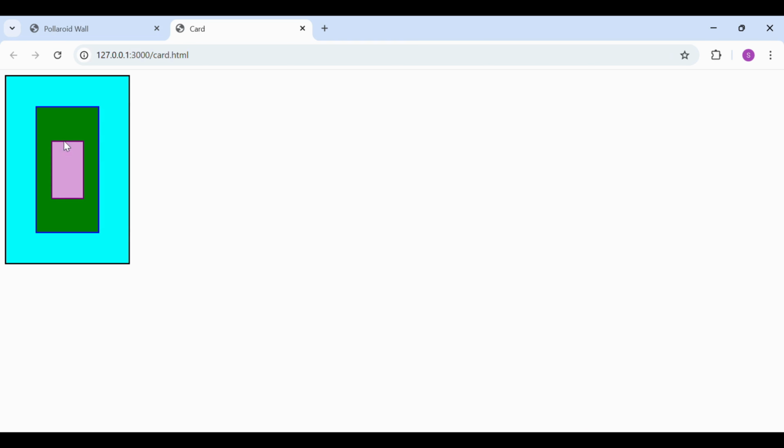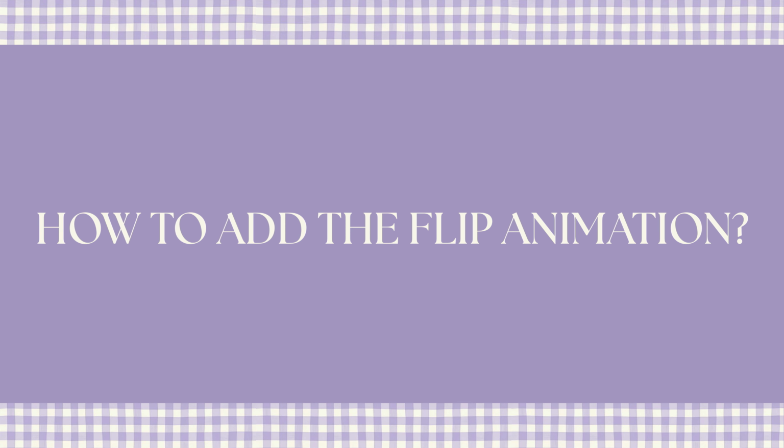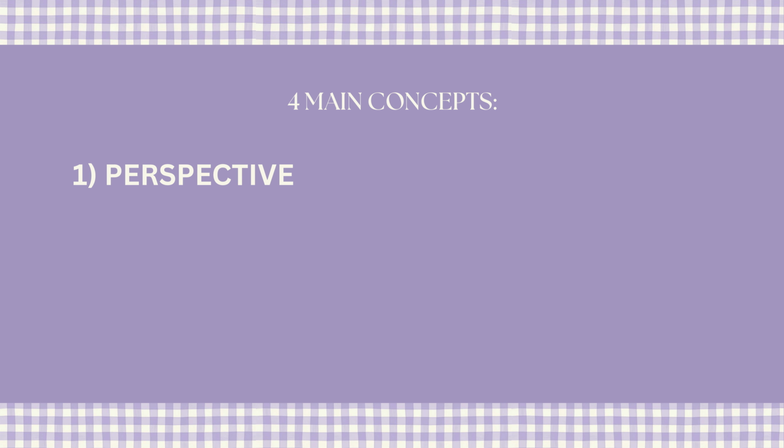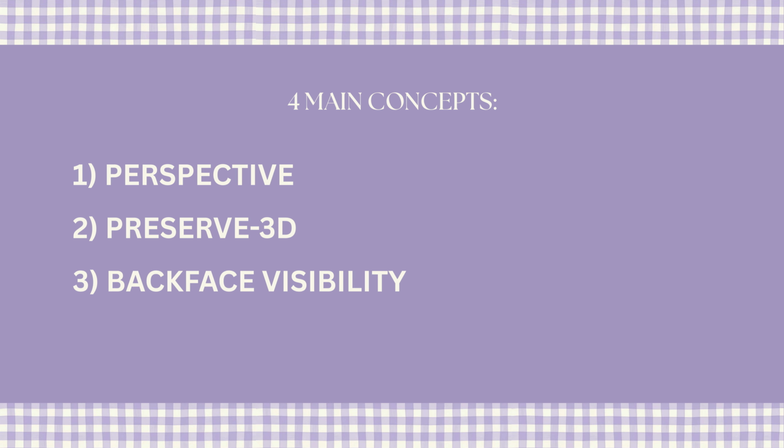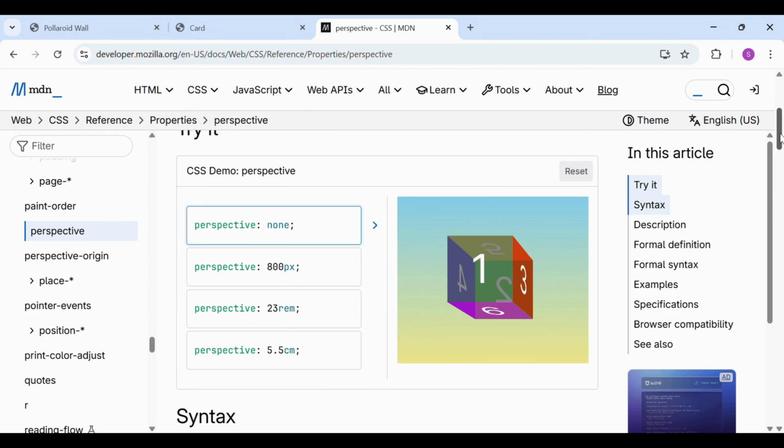Now we come to the most important part. How are we gonna do the flip animation? To do the flip animation, we need 4 main concepts: perspective, preserve 3D, backface visibility, and rotate Y 180 degree. When you flip a card, you rotate it 180 degree along the y-axis, so we need rotate Y 180 degree. We all get that. Let's understand perspective.